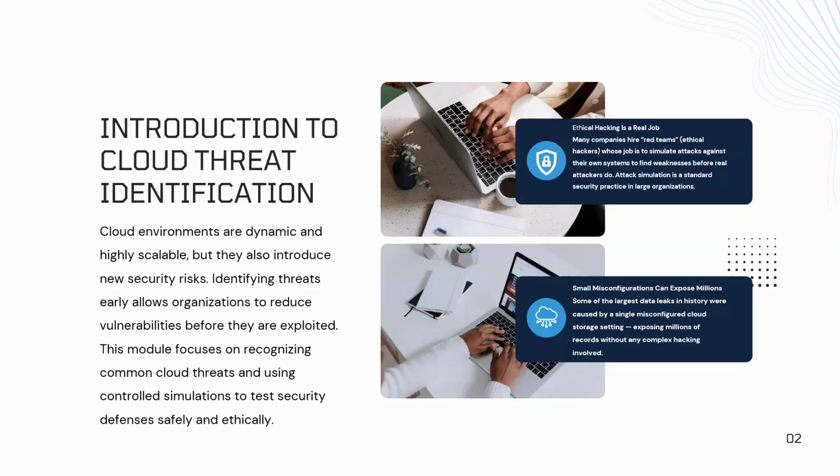Now that role has access to everything in the AWS account, and if that role is compromised, the attacker owns your entire cloud environment. So the takeaway here is that small mistakes have massive consequences in the cloud. And that's why threat identification is so important. We need to find these mistakes before attackers do.